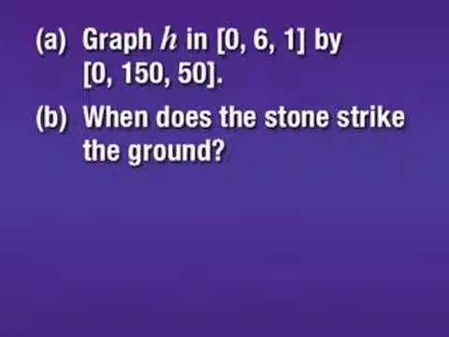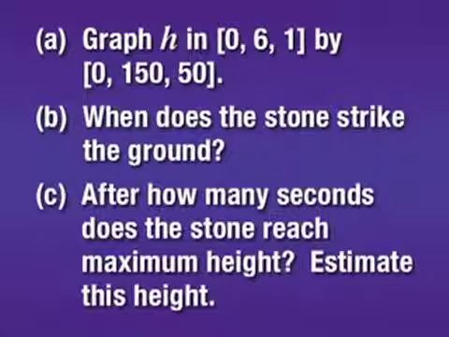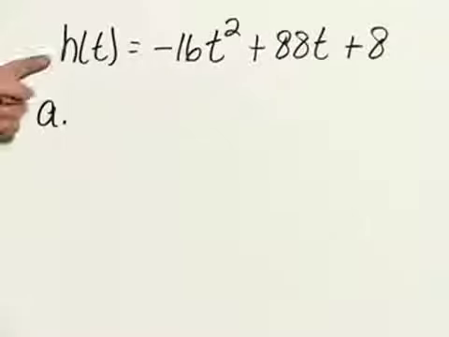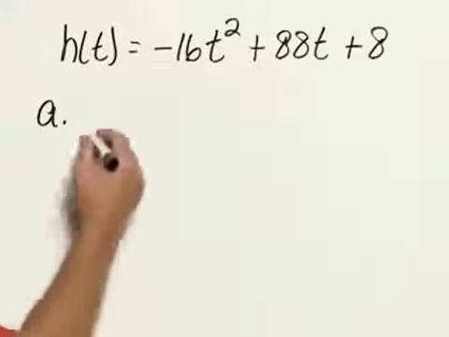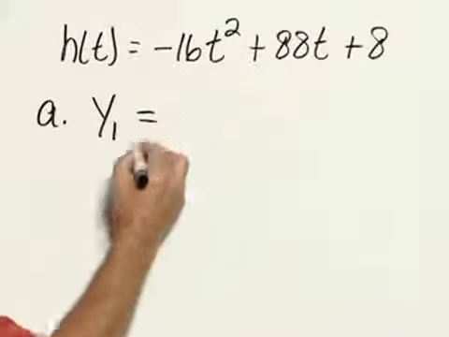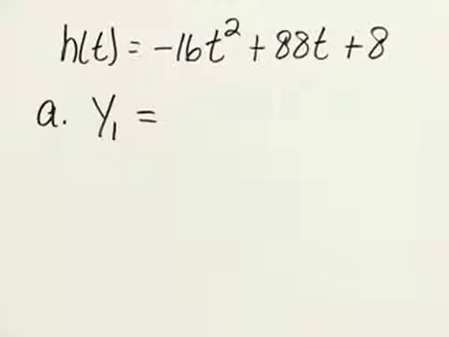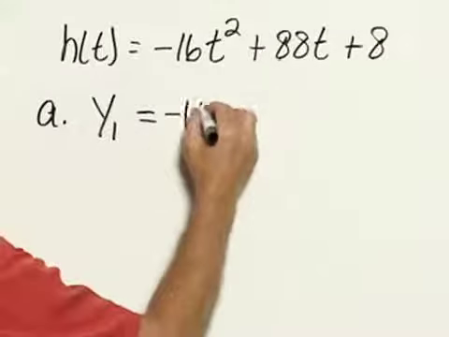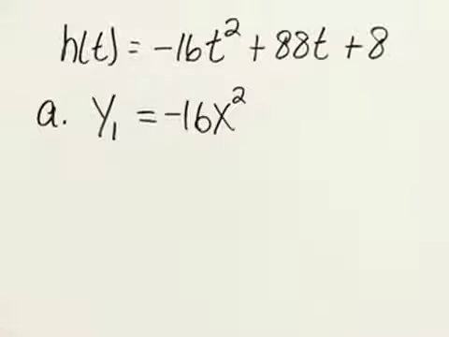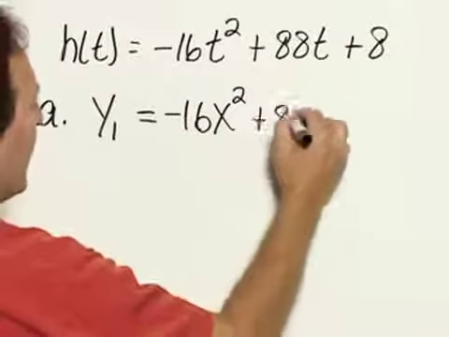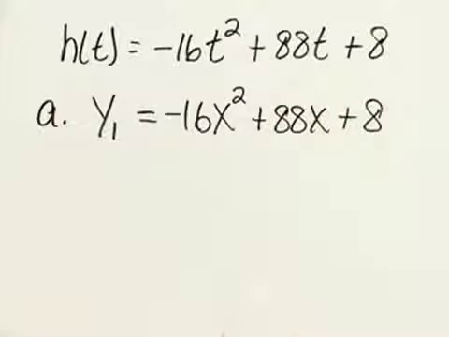B. When does the stone strike the ground? C. After how many seconds does the stone reach maximum height? Estimate this height. So we have our formula h of t equals negative 16t squared plus 88t plus 8. To do it on the graphing calculator, we would go to the equation editor where we would enter in the y sub 1, and the way we have to enter it is negative 16x squared in place of t plus 88x plus 8.